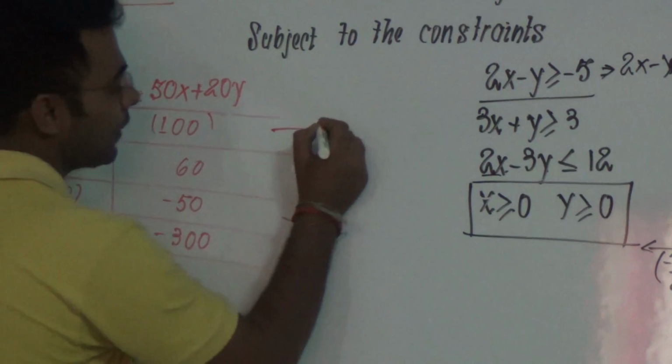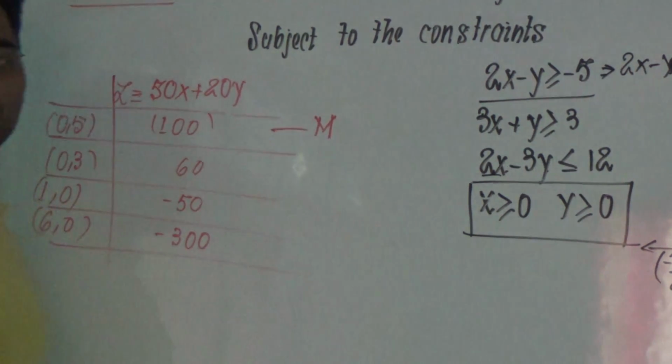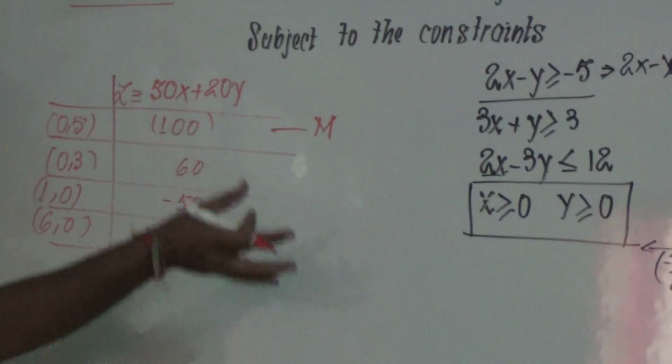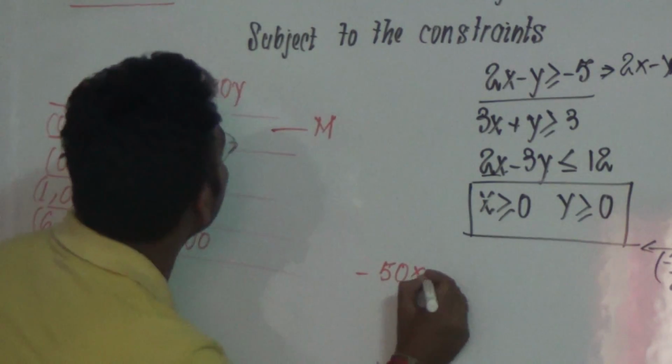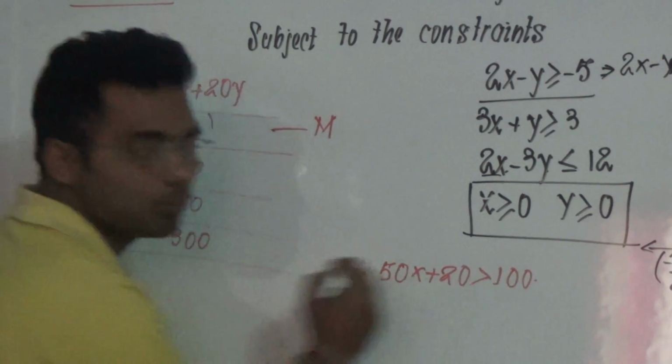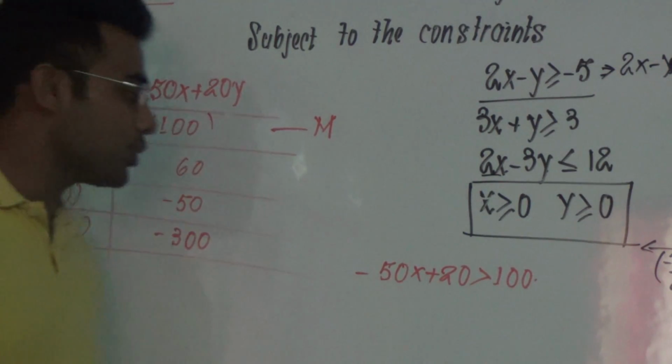You have the maximum, and you have the capital M here. Now what will you do? We have to maximize, so look carefully. If we maximize, the objective function is greater than the value. So what's your objective function? Negative of 50x plus 20y greater than 100. Now let's solve this.